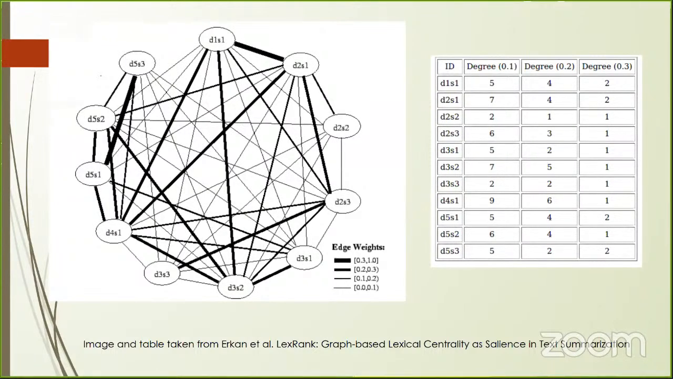Again, there is one more thick edge between D5, S1 and D5, S3. So those two will have degree 2. All other nodes are not connected to any other node if we assume a high threshold. It's just connected to themselves. So all of them have degree 1. Is it clear, or do you want me to go through this once again? This is important for a lot of next content.